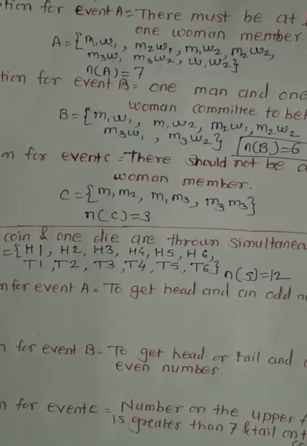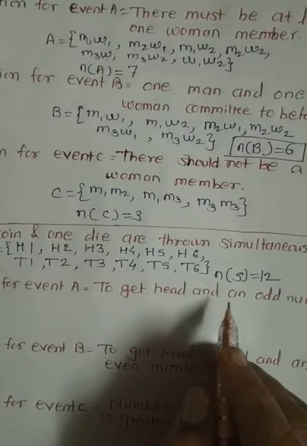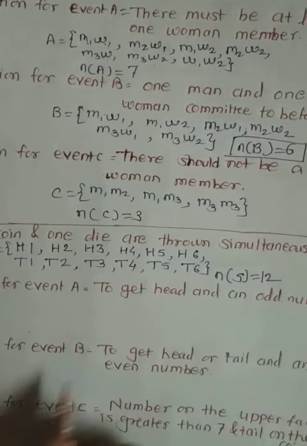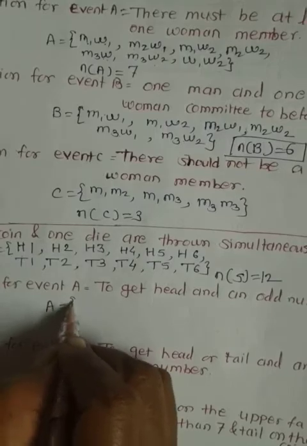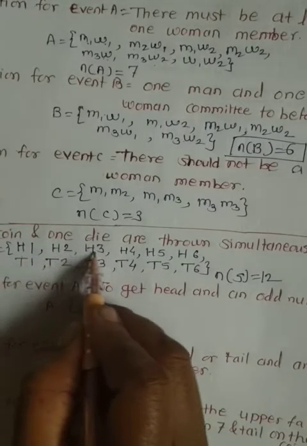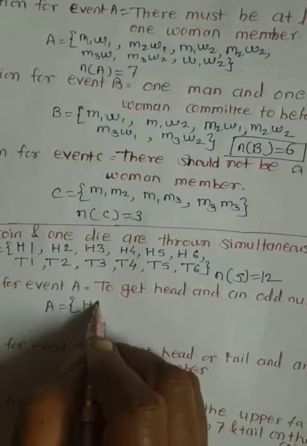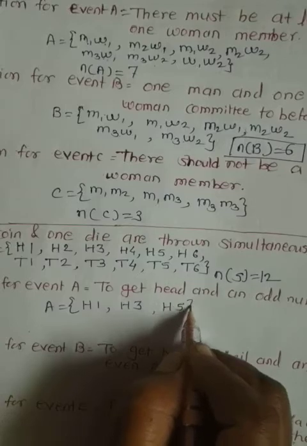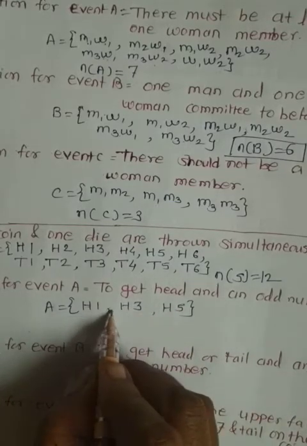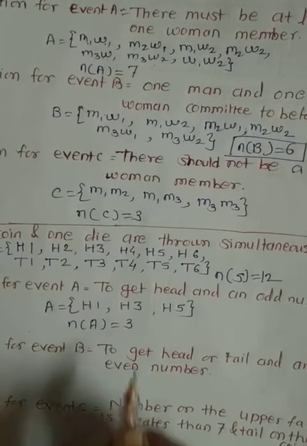Now we have to choose the event to get head and odd number. Means head we require and odd number we require, and that's why we have to choose odd numbers from this H series, that is H1, H3 and H5, because here head is there and odd numbers are there. Therefore, number of A is equal to 3.